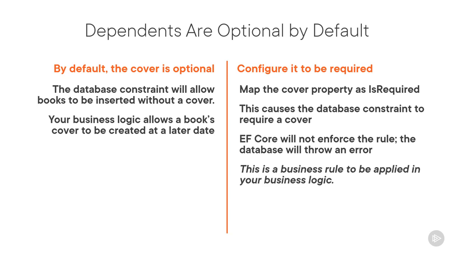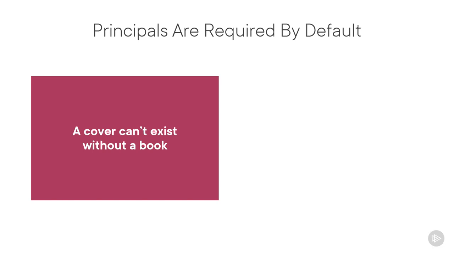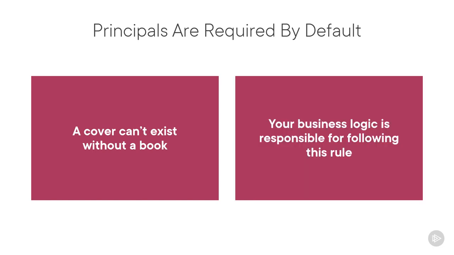So if you want to require that the book always has a cover defined, you'll need to apply business logic that ensures the rule is followed. Also, by default, you can't have a dependent without a principal, so you can't have a cover without a book. And again, your business logic is the best place to ensure those rules are met.